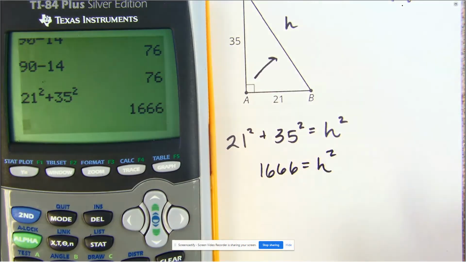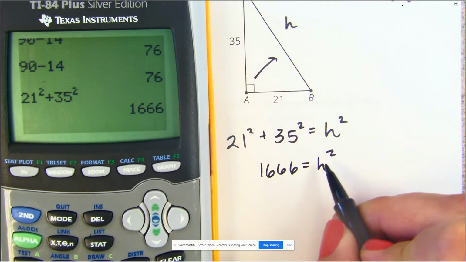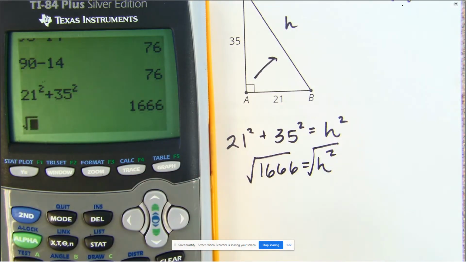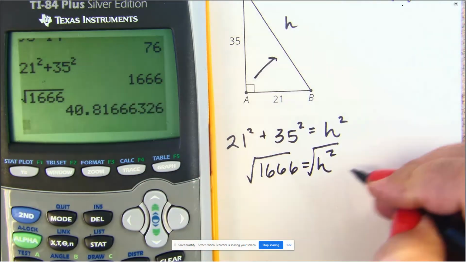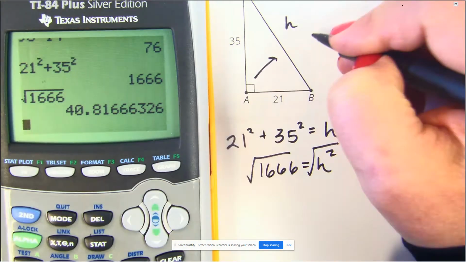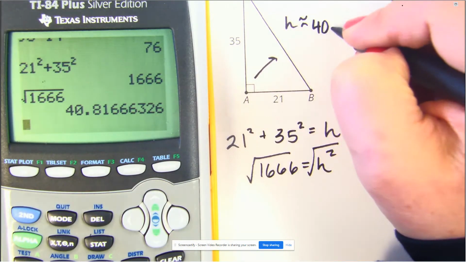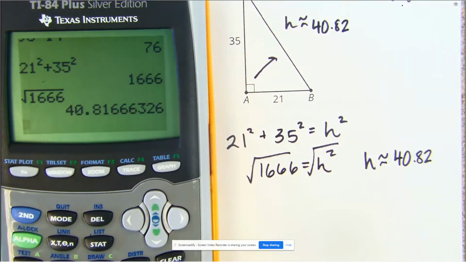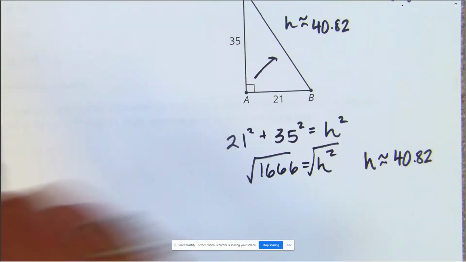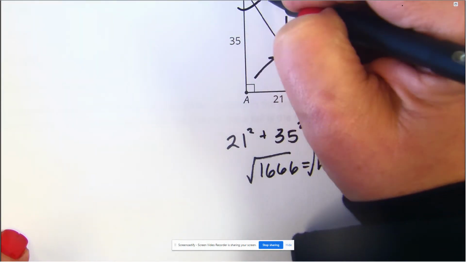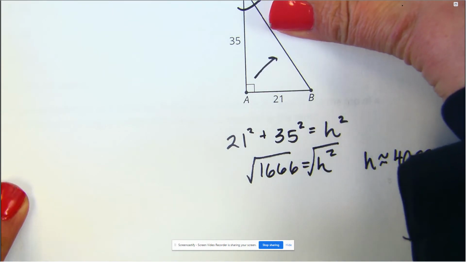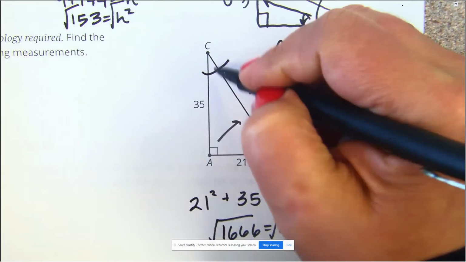1666. I need to figure out what h is, not h squared, so I square root. So the hypotenuse is approximately 40.82. Okay, now I need to find the angle measures. Which one do I find first? I don't know. Let's find C. What do I have? I wouldn't use that to find the angle because I found that. What if I goofed up? I'm going to use the two sides that were given to me.